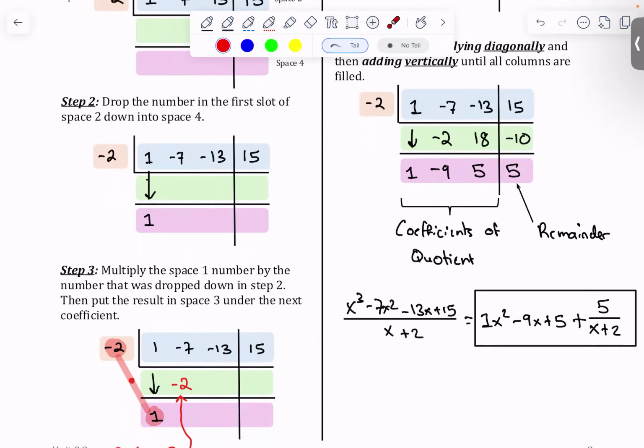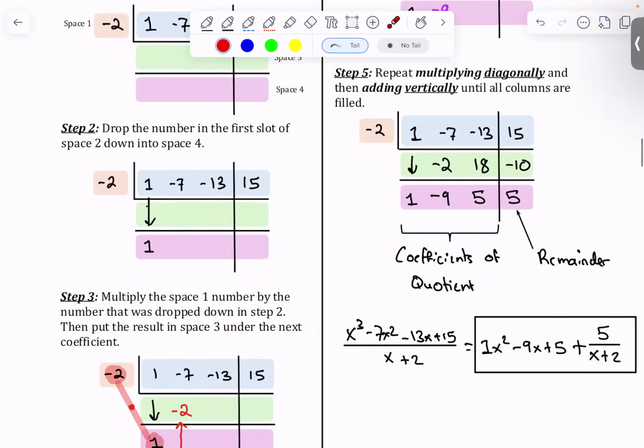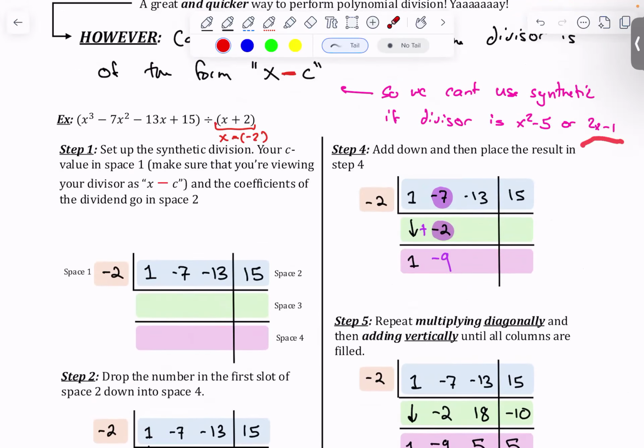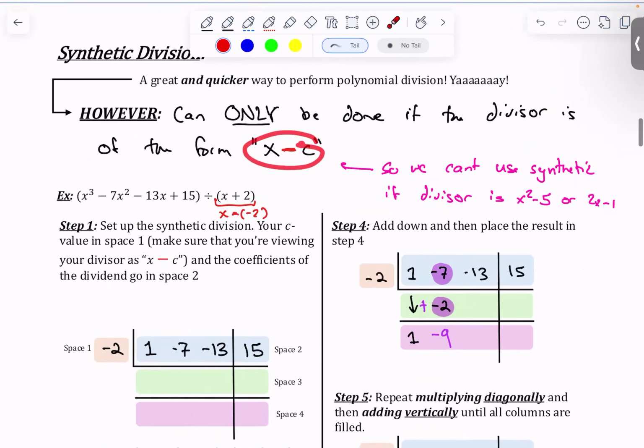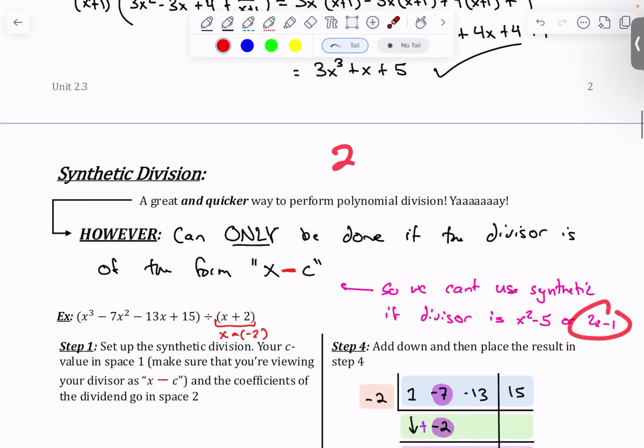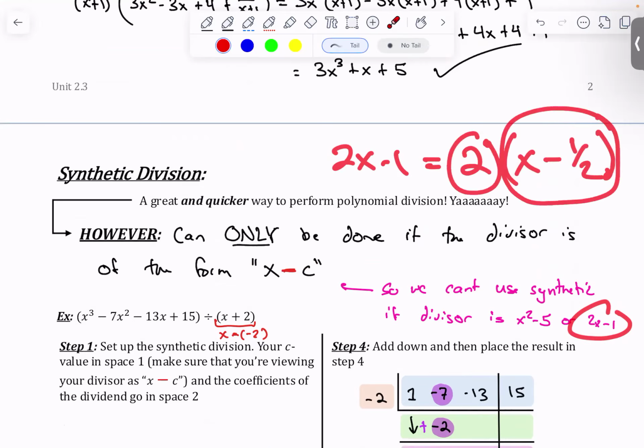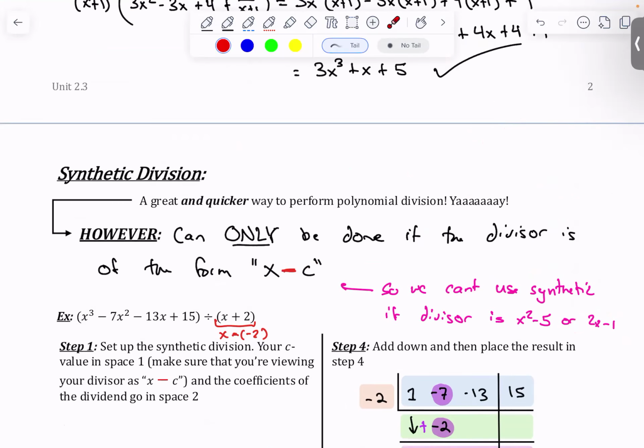So this took a long time. Yes, question: if there's a coefficient on the x in the divisor, like 2x minus 1, would it still work? Right, so it can work, but you have to be very clever about it. It can only work if it's x minus c, but you can bypass that by writing 2x minus 1 as 2 times x minus 1/2. You can divide by this and then divide the result again by 2. So you can do it, but it's not really recommended.